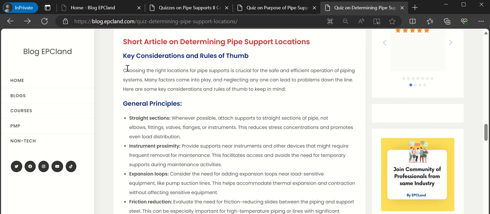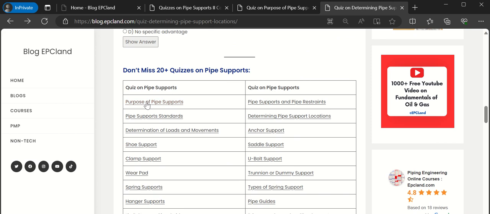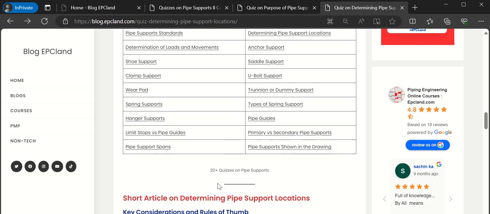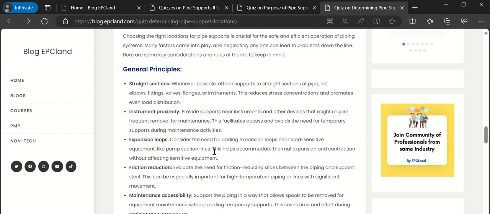First of all, let us talk about why these are important. We talked about 10 parameters when we were talking about the purpose of pipe supports, right? Similar to that, we already know how important these pipe supports are, right? So there are a few principles which help us to determine the location.